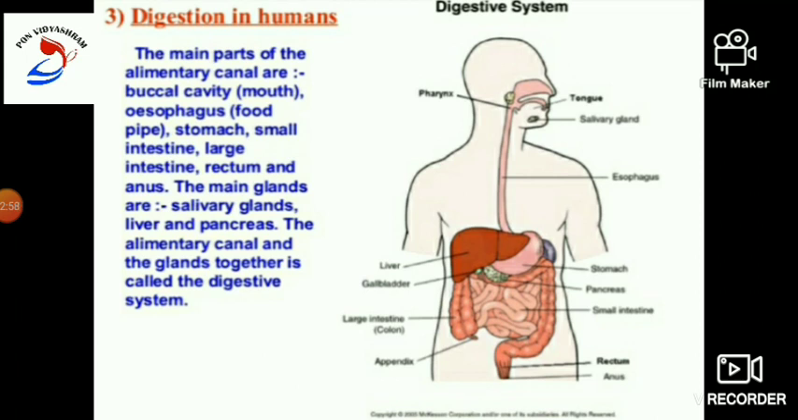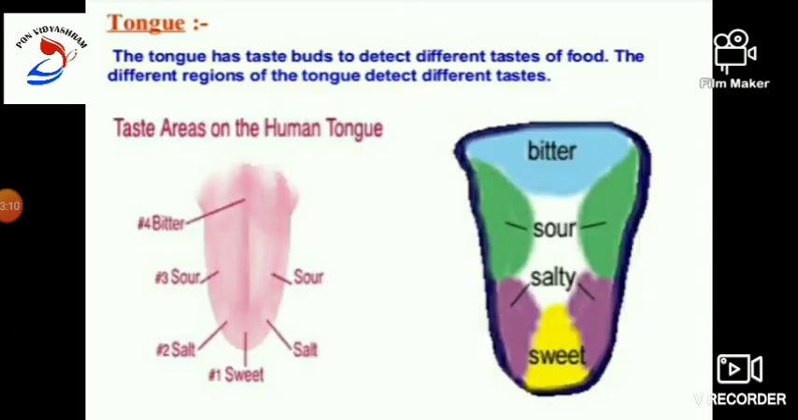Hope everybody has seen this picture, what it depicts. You can see here the salivary gland, esophagus, stomach, liver, small intestine, large intestine and everything, which we will be discussing in the upcoming sessions. Now we are going to discuss the tongue.